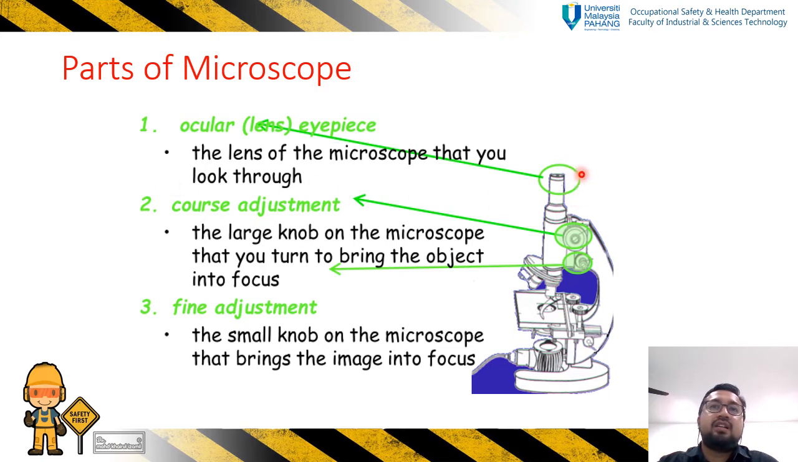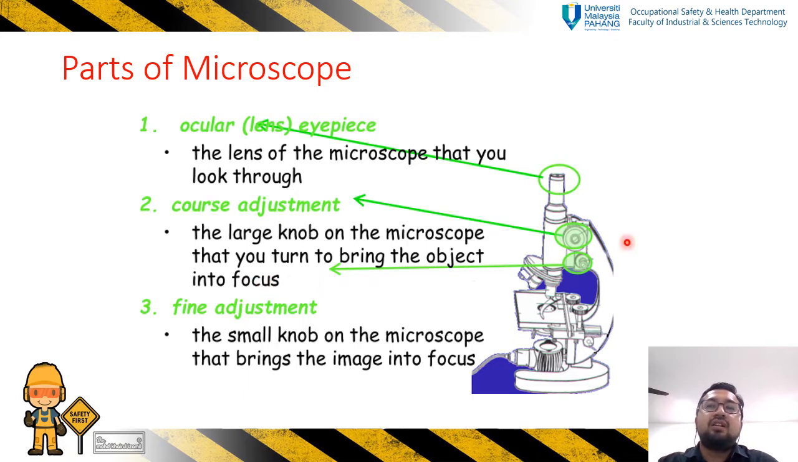First sekali kita panggil ni ocular eyepiece. The lens of the microscope that you look through. Bila kita lihat kat sini lah. Ni adalah tempat yang kita akan lihat specimen kita. And then the coarse adjustment. The large knob on the microscope that you turn to bring the object into focus.